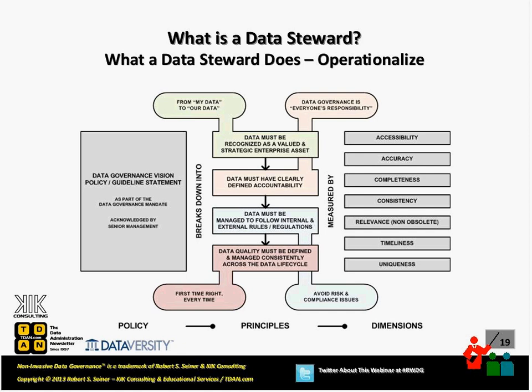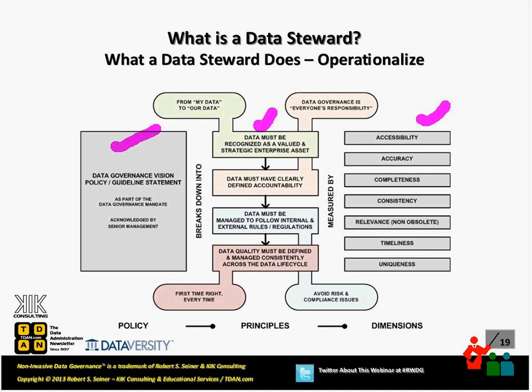So just one slide in there real quickly, because a lot of people have looked at this slide and said that it kind of summarizes what a data governance program needs to do. If we look at this real quickly, on the left-hand side we have a policy statement. In the middle, we have different principles that we may apply to the stewards and to the data in our organization. And on the right-hand side, we have the dimensions of how we are going to measure whether or not we're improving the way that the data is being governed.